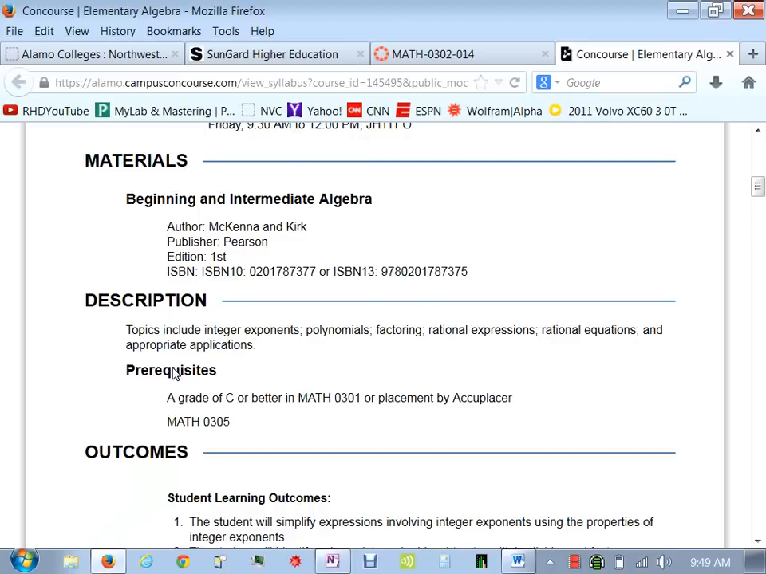So this is the book. I'm sure you can find it used. You'll be able to use it for this and 0303. So just imagine that whatever the cost of this is, divide it by 2. That's about how much you're paying for it per course.